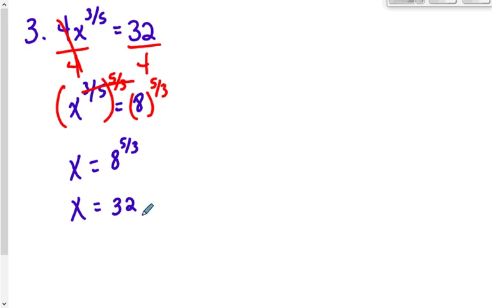Now, the question on this is, okay, well, that's 32. Should it be plus or minus 32? Well, if you look at the bottom of the fraction on the exponent, it's a 3. If it were 1/2, that's the same thing as square root. 1/3 is the same thing as cube root. So if that's odd, you don't need plus or minus. If it was an even number on the denominator, you would need plus or minus. But this one we don't.